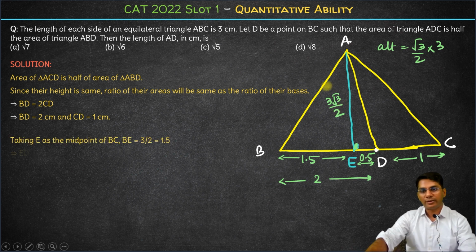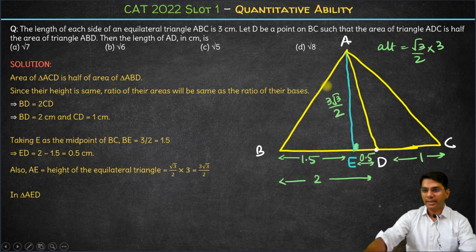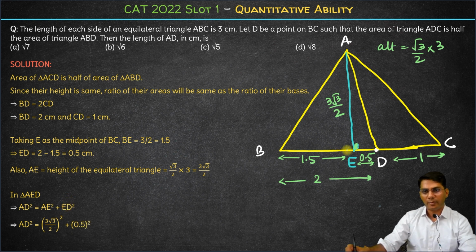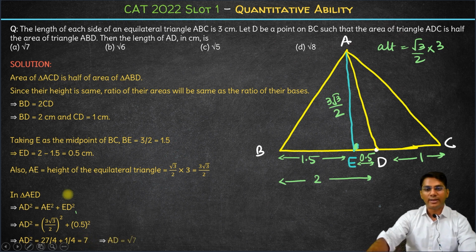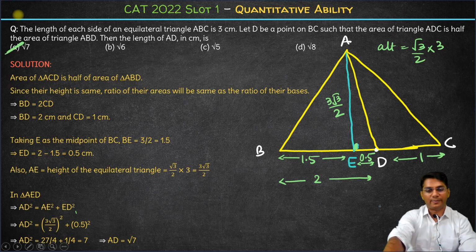So now using Pythagoras theorem, in triangle AED we have AD square is AE square plus ED square. So AE we know is 3 root 3 by 2 and ED we know is 0.5. So 3 root 3 by 2 whole square will be 27 by 4 and 0.5 is 1 by 2. So 1 by 2 whole square is 1 by 4. So we have 27 by 4 plus 1 by 4 is 28 by 4. 28 by 4 is 7. Hence AD square is 7. That gives us AD will be equal to root 7. So the length of AD is option A, root 7. Thank you.